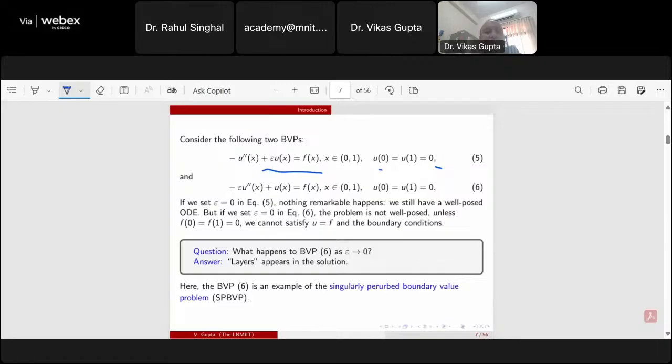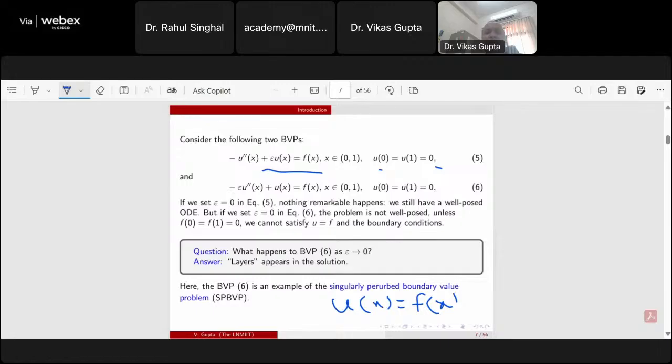But if you set epsilon equal to 0 in equation number 6, then the problem reduces to u'(x) = f(x), and that problem is ill-posed unless f(0) = f(1) = 0. With epsilon equal to 0, equation number 6 reduces to u'(x) = f(x), and the boundary conditions are u(0) = u(1) = 0. So the boundary conditions are only satisfied when the function value f is equal to 0 at the points x = 0 and x = 1. So we cannot satisfy u' = f and the boundary conditions.